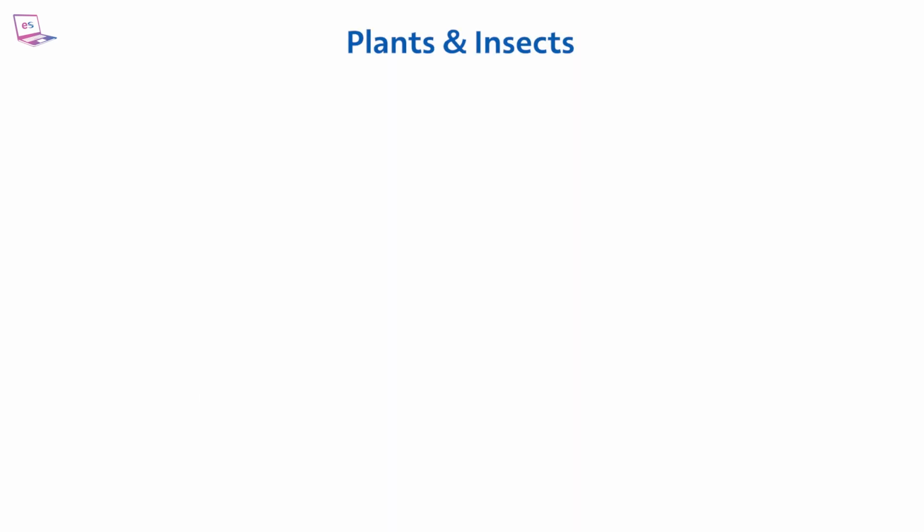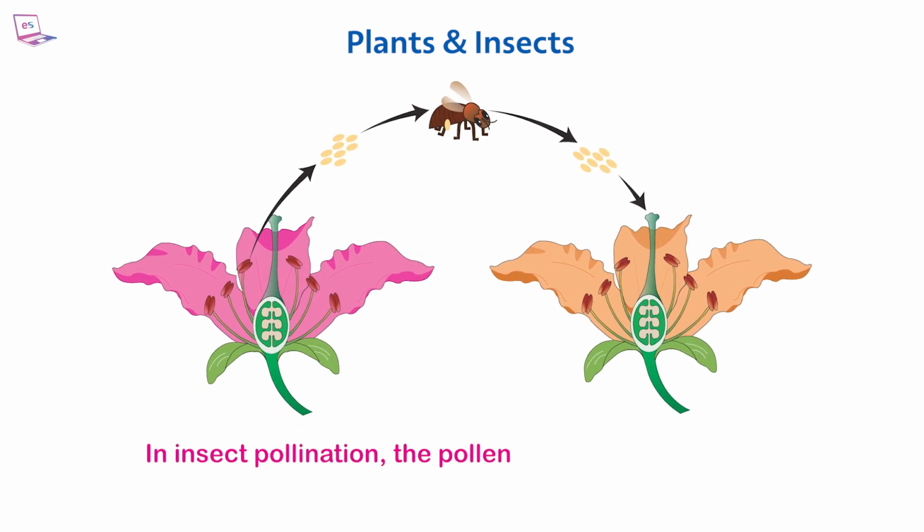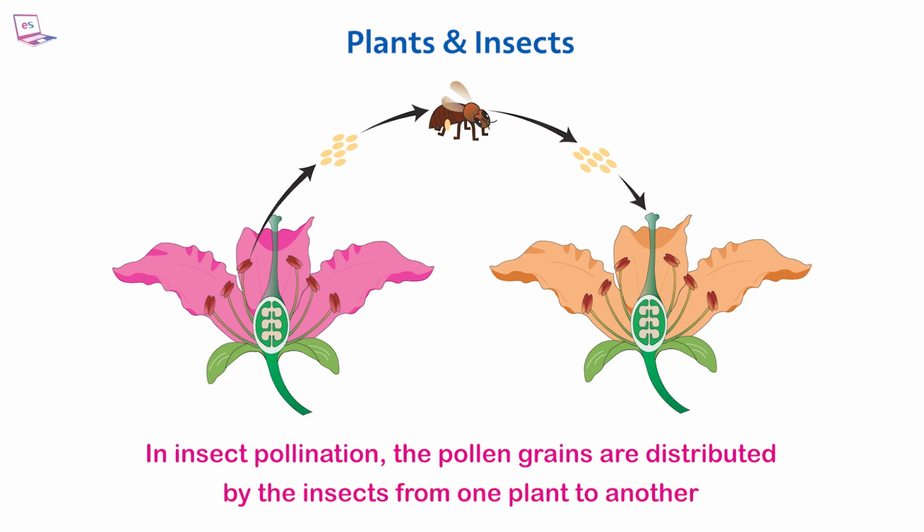Plants and insects. Many plants can pollinate only with the help of insects. The insects help the plants to disperse the seeds for reproduction. In insect pollination, the pollen grains are distributed by the insects from one plant to another.